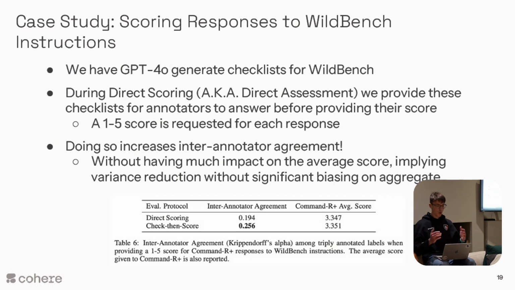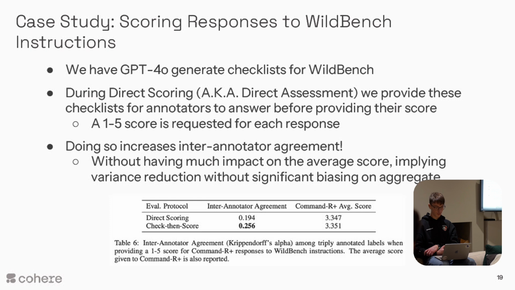And yeah, so for Wildbench, which is one of the instruction following datasets we were looking at earlier, we had GPT-4o generate a bunch of checklists for all of the instructions in that dataset. And then the annotators were given their usual task of providing a 1 to 5 score, but they could answer the checklist questions first. So this is slightly different to what we were doing with Tick and Stick, where we were using the checklist scores themselves. We wanted to keep the standard annotation workflow, which was a 1 to 5 score, but say first just go through this checklist, answer the questions, and then use that to help you come to a score. And we found that this increased inter-annotator agreement significantly.